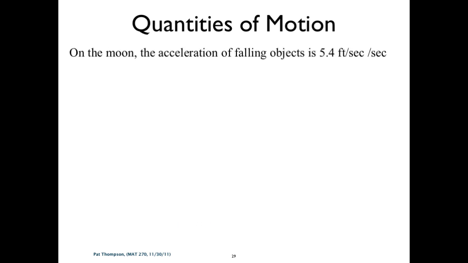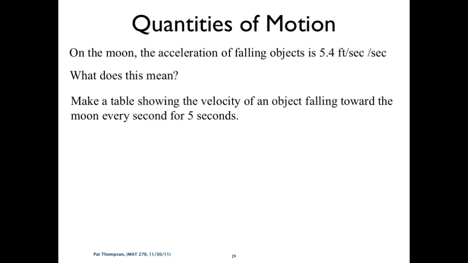So on the moon, the acceleration of falling objects is 5.4 feet per second per second. So what does this mean? And make a table showing the velocity of an object falling toward the moon every second for 5 seconds. You can think and work on it by yourself, or you can work together. All right? So first of all, what does it mean that the acceleration of falling objects on the moon is 5.4 feet per second per second? And then make a table showing those velocities every second for 5 seconds. Go.